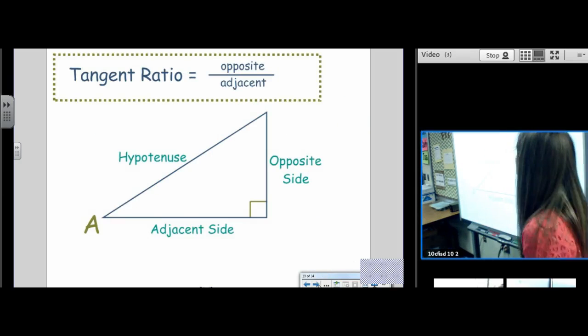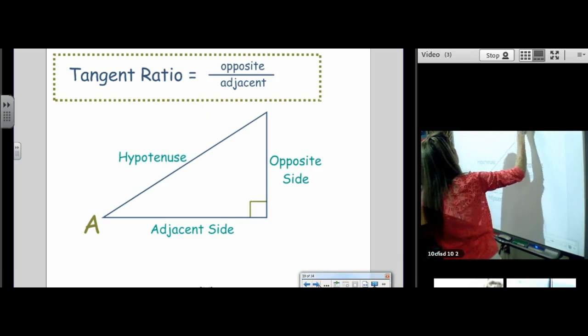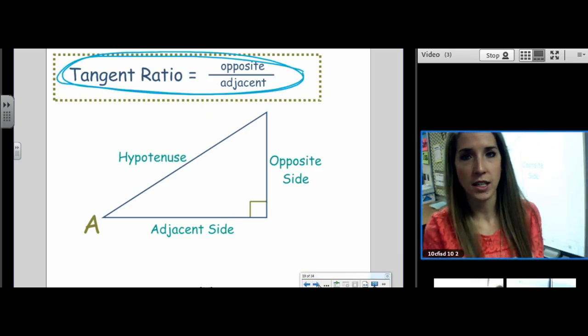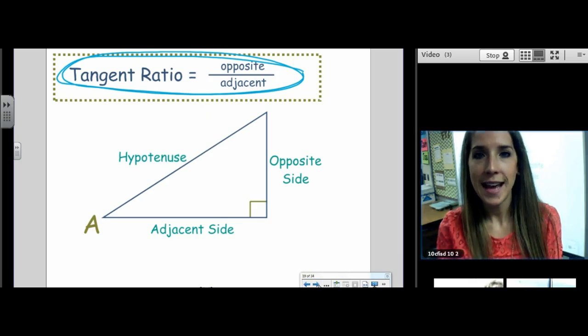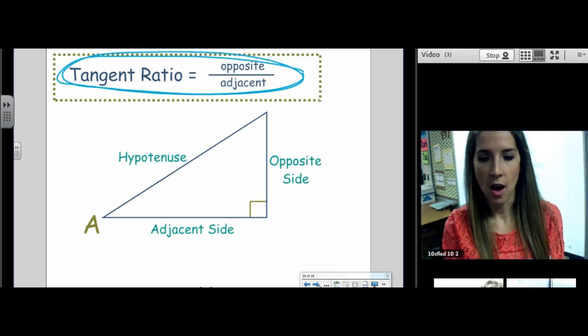All right. So write this down in your notes. This is the most important thing of today. We're going to focus for the rest of today only on tan and tan alone. The tangent ratio is the opposite over the adjacent.